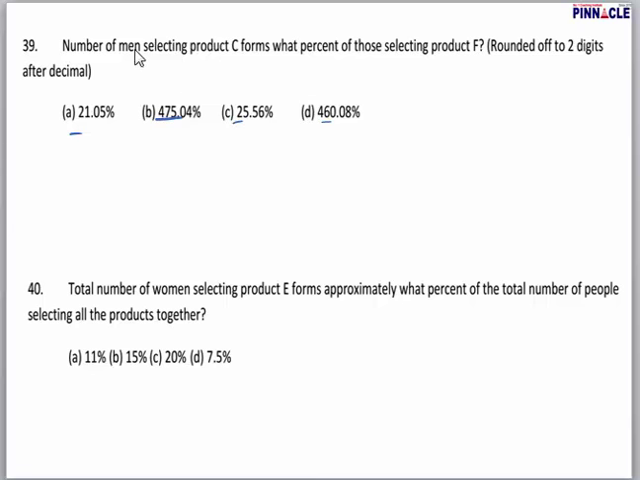It is important in such kind of question, because these data interpretation table questions typically do not have very clear answers, and you have to take a call. And what type of call? Maybe in 5 questions you have to skip 1 or 2 questions. So let's see, this question is not very close, you can find the answer. We have to find the number of men selecting C forms what percent of those selecting product F.